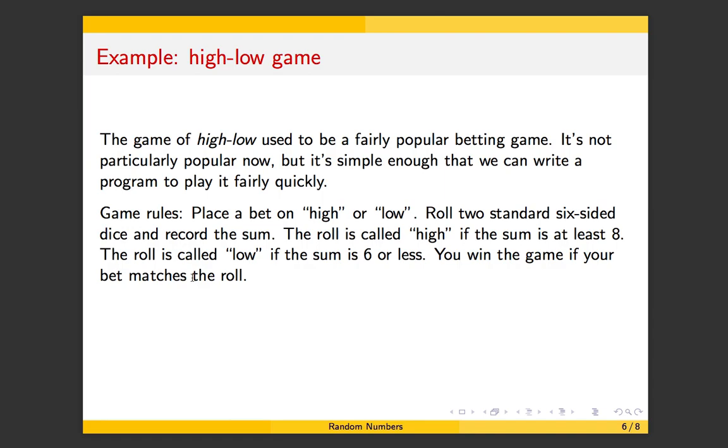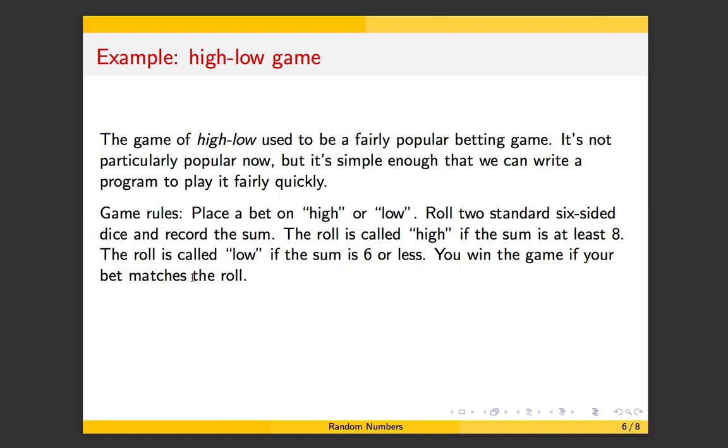So here are the rules of the game. You place a bet on high or low. So basically you decide ahead of time if you think 2 dice are going to roll something high or roll something low. Okay, so you roll 2 standard 6-sided dice and record the sum. That roll is called high if the sum is at least 8. Okay, 8, 9, 10, 11, or 12. Those are the options for high. The roll is low if the sum is 6 or less.